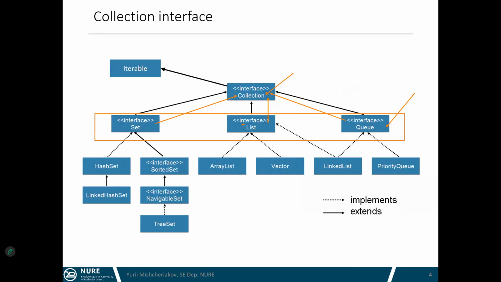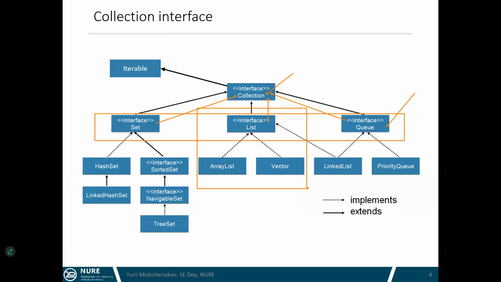First, about these branches. Set means you cannot put the same element twice. What does same mean? Same means it has the same internal values of all fields, all necessary fields. Okay. List. It can contain any kind of elements.